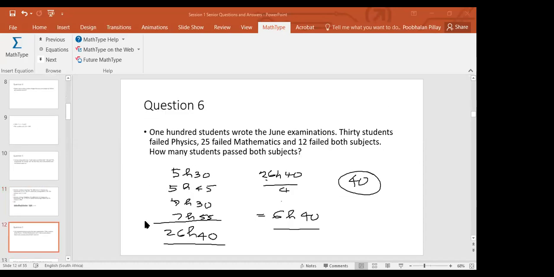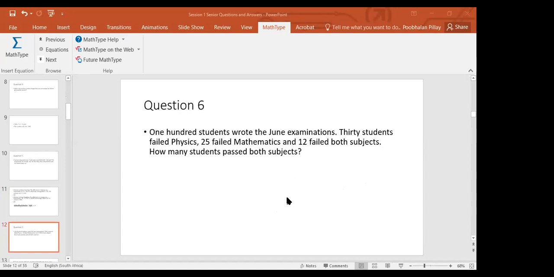All right, so the next question is, go to question 6. Question 6 says the following: 100 students wrote the June exams. 30 students failed physics, 25 failed mathematics, and 12 failed both subjects. How many passed both subjects?